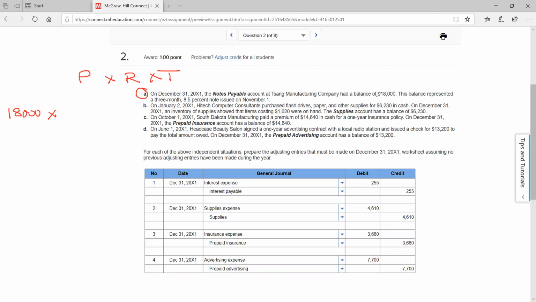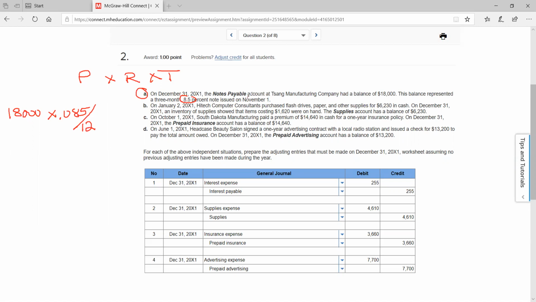We're going to multiply that by an interest rate, which in this case is 8.5. So I'll write 0.085. And what I do is I always divide that by 12 to convert that to a per month interest rate, because the interest rates they always give you are an annual interest rate. So that's our rate. So basically that's going to be a monthly interest rate.